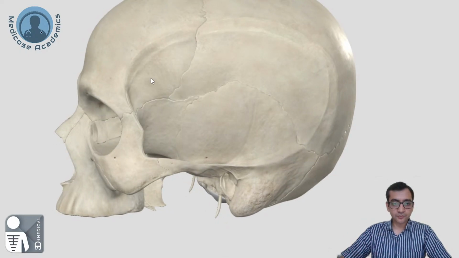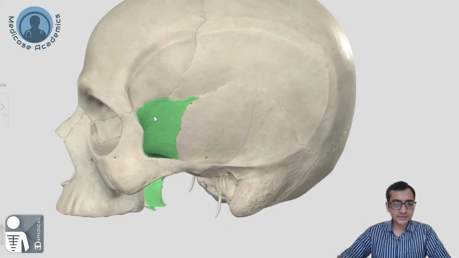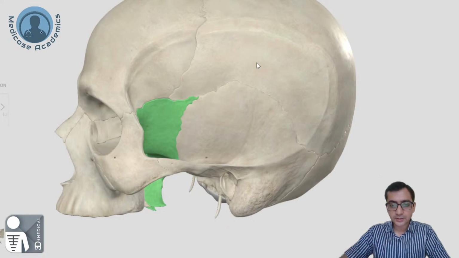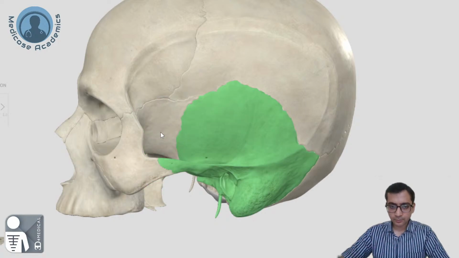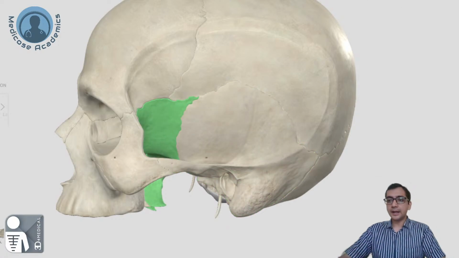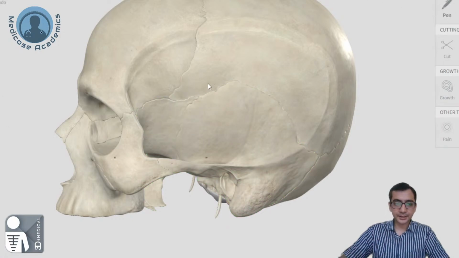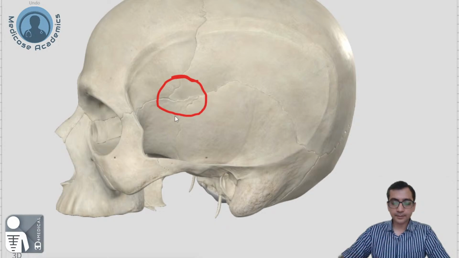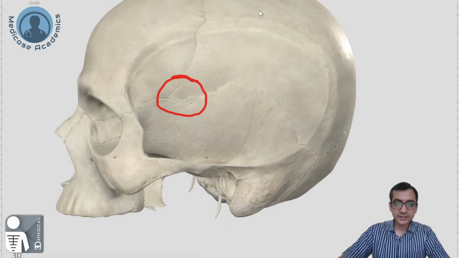Then there will be a suture between the frontal bone and the sphenoid bone. The name of the sutures will be the name of the two bones, so frontosphenoid suture. And there will be sutures between the squamous part of the temporal bone and the sphenoid bone. The thing you must remember right here is this point. Here the four bones are meeting along with their sutures. This is known as pterion.